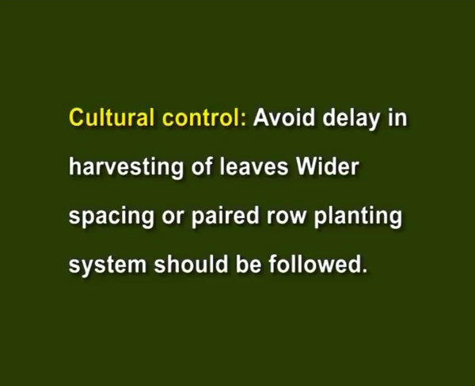This disease causes up to 15% leaf yield loss. Red rust affects young buds, leaves, petioles and shoots. The symptoms are young buds become swollen with upward curling and with protruded golden yellow spots. The fungus spreads through vascular bundles. Management. Cultural control. Avoid delay in harvesting of leaves. Wider spacing or paired row planting system should be followed.